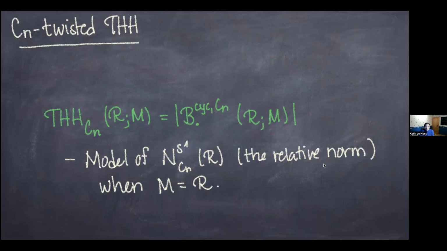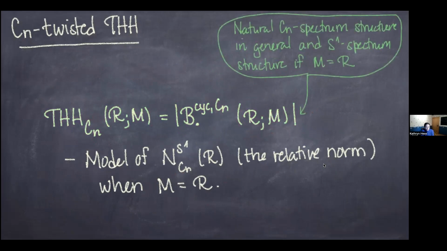So this is a model for the relative norm of R, in the case when M itself is equal to R. That's why this was first developed. And so this gives us the natural CN spectrum structure itself. And in the case when M is R, with its usual R bimodule structure, then you actually have an S1 spectrum, because you actually get a cyclic object and not just a simplicial object.